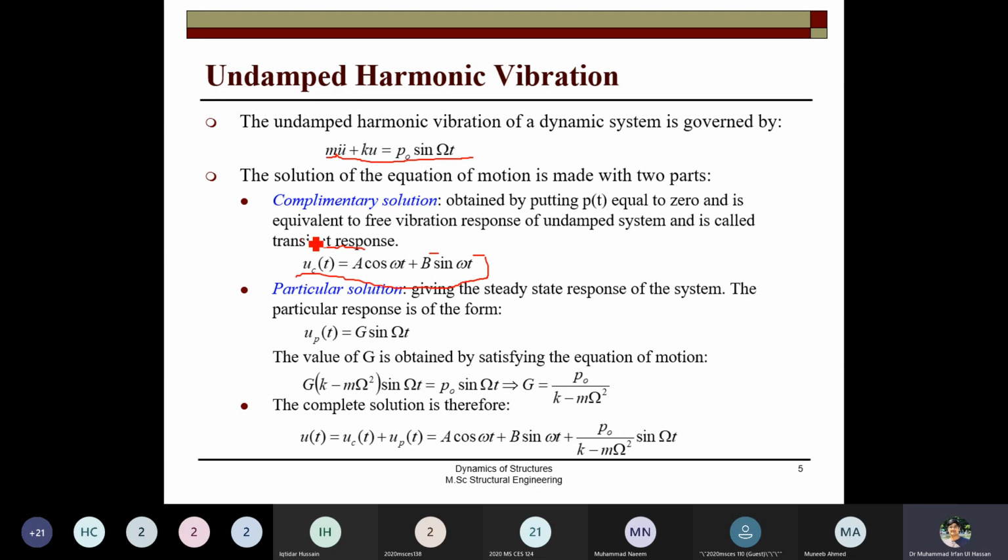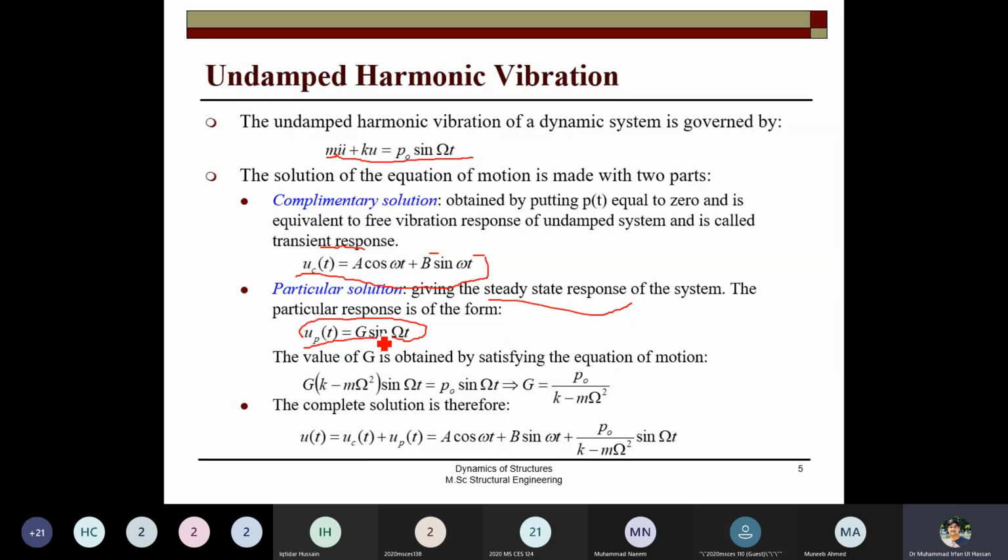But the other response, that is the particular solution, is giving the steady state response of the system, and the particular response is of the form, the steady state response of the system will be G sin of omega t. So we have to obtain the two responses of the system. First we were only talking about this complementary solution. Now we have to talk about the particular solution.